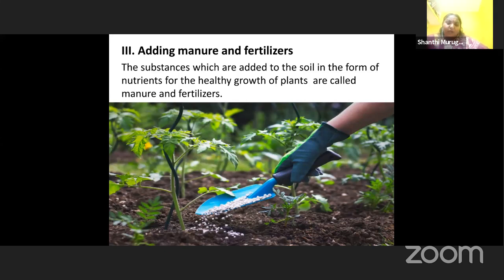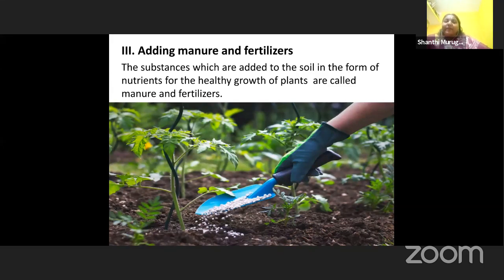Now, fertilizers are prepared in factories, but manure you can prepare in the field. Manure is low cost, no cost. It can be produced by the farmer himself. But for fertilizers, he has to spend money and buy them from the factories. Next, fertilizers do not provide any humus to the soil, but manure produces a lot of humus to the soil. What is this humus?